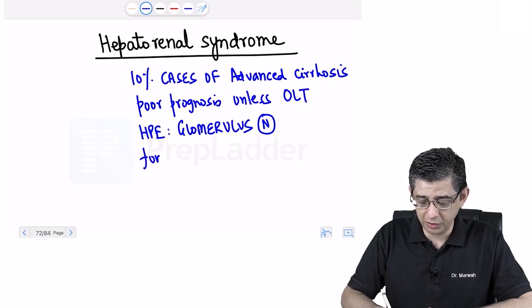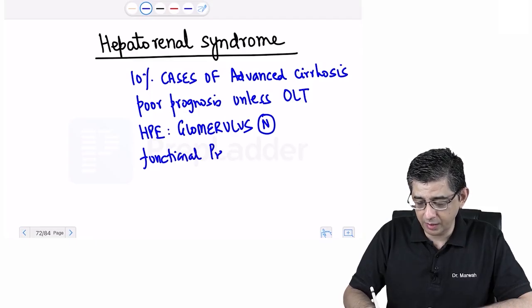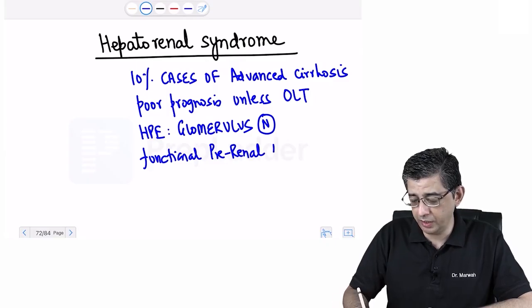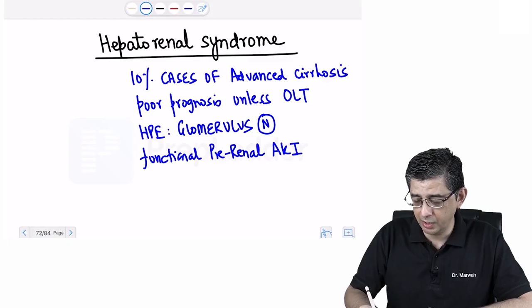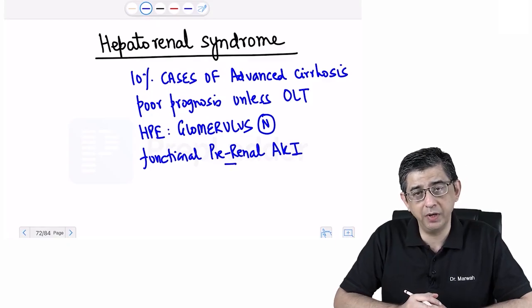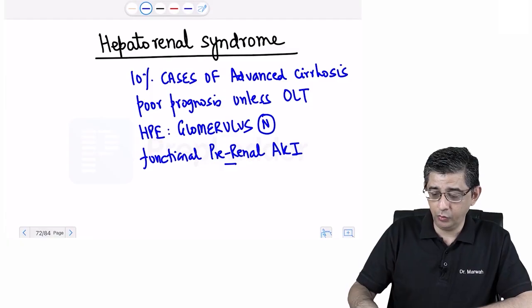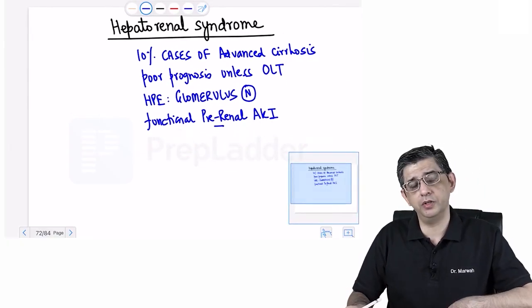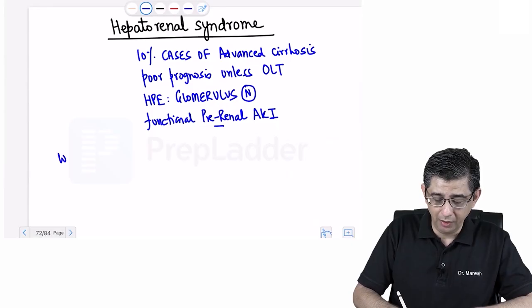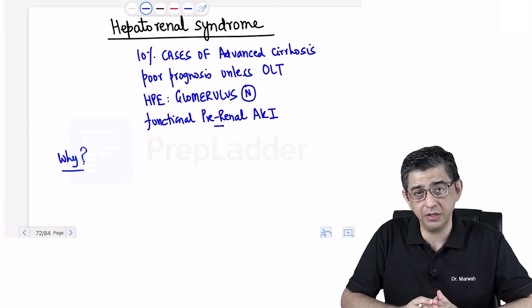As I said, these patients have a functional acute kidney injury. In the exam, they love to ask about the types of acute kidney injury. We have pre-renal, renal, and post-renal subtypes. So for the exam perspective, do remember it's the pre-renal subtype. Now we come to the most important question for this topic. Why is it happening? Why is there a development of renal vasoconstriction?